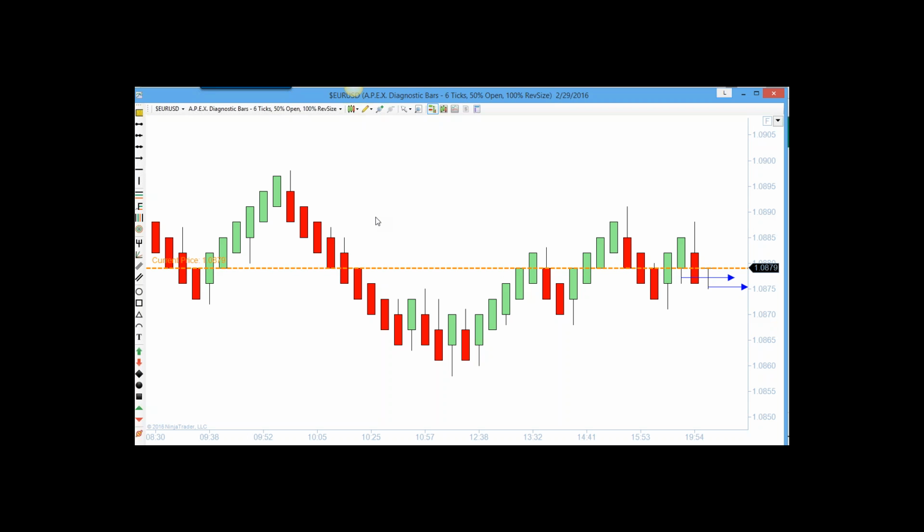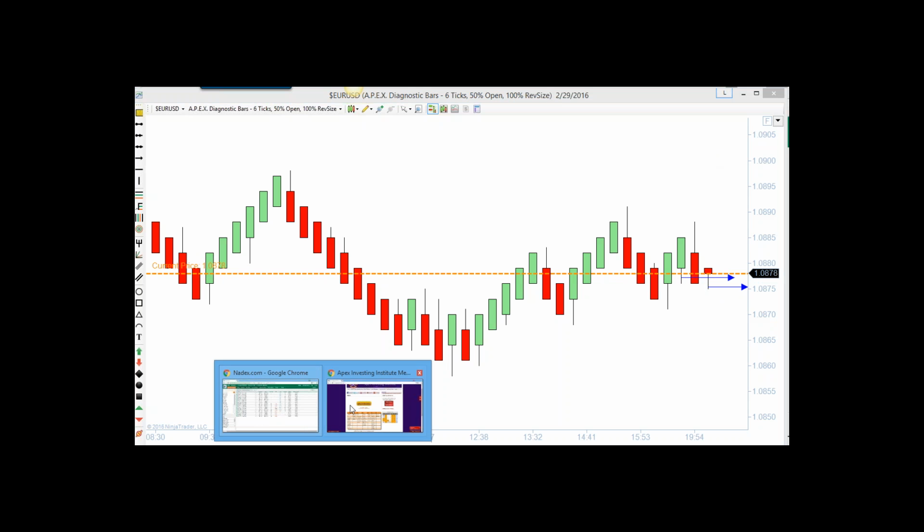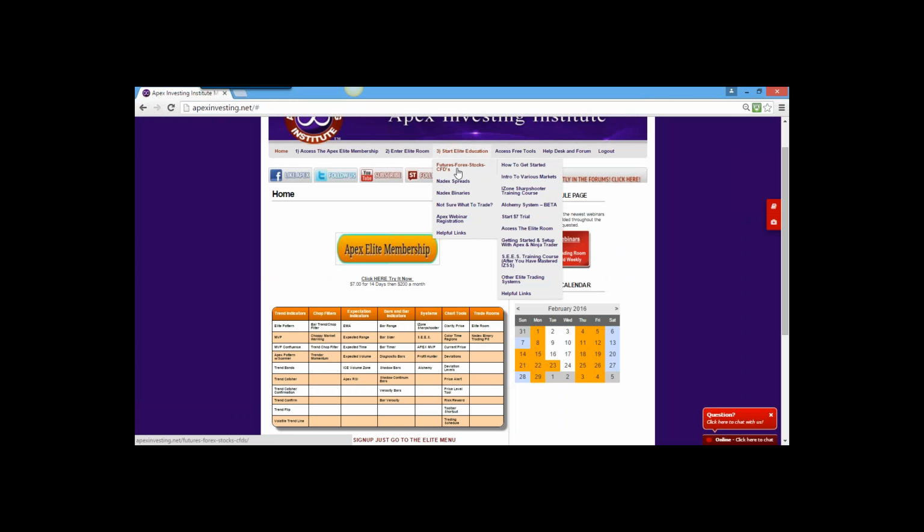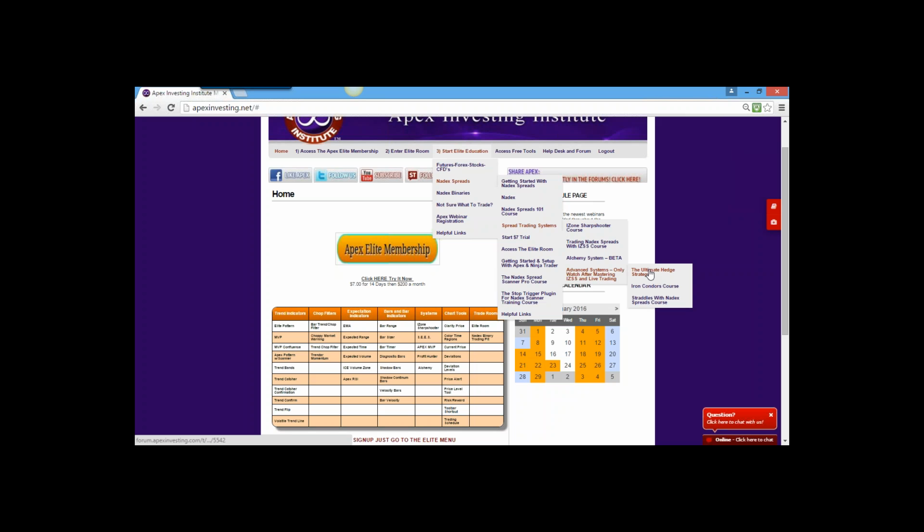The way you'd want to do that is more being directionally trading with Nadex spreads, and you buy an at-the-money spread, saying the market's going up, and you sell a spread that's at the ceiling to go down. Let me show you here. Go to the Apex website. Okay, Rick, go right here to Nadex spreads. Right here, spread trading systems. Right here, the ultimate hedge strategy.